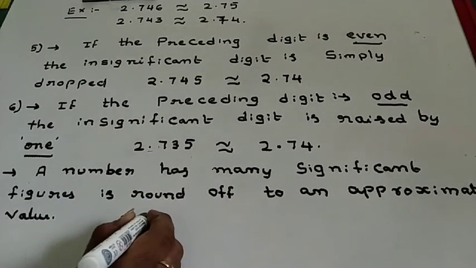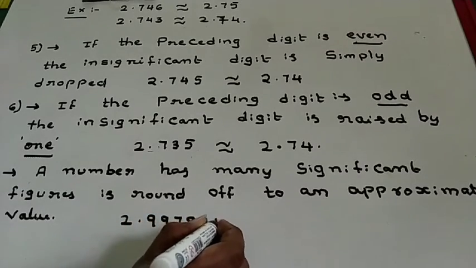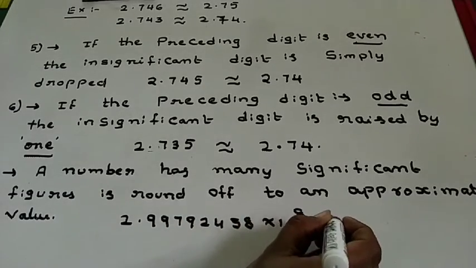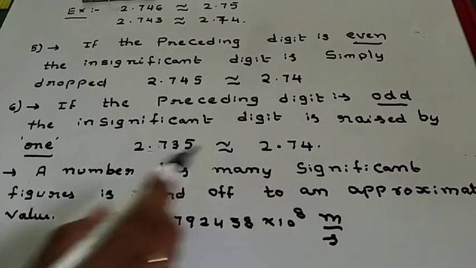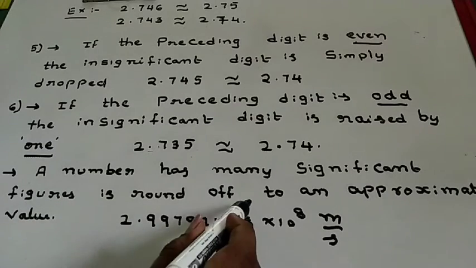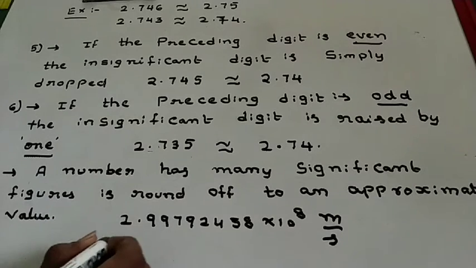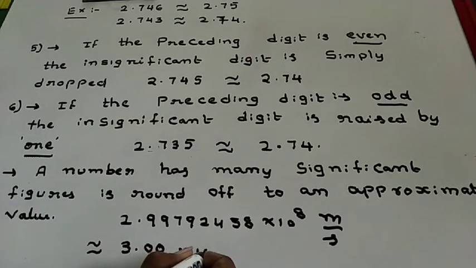Suppose 2.9979245 and whatever it may be, into 10 to the power of 8 meter per second. Suppose a number is given like this as an example. That means a number that has many significant figures is rounded off to an approximate value. So what is the meaning for that one? That means consider I want 3.00 into 10 to the power of 8 meter per second. Now this is called the approximation value. We have to round off like this.